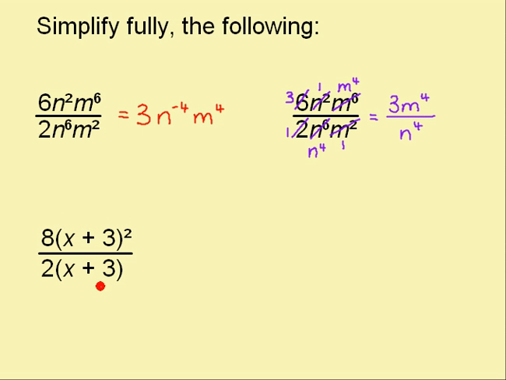For this question here, I start with 8 divided by 2, and 8 divided by 2 is 4. I've then got x plus 3 squared divided by x plus 3. Remember that x plus 3 is actually just x plus 3 to the power of 1. So I can subtract the powers, 2 take away 1 is 1, and that leaves me with x plus 3. It's really to the power of 1, but I don't need to write that. So this is the answer.